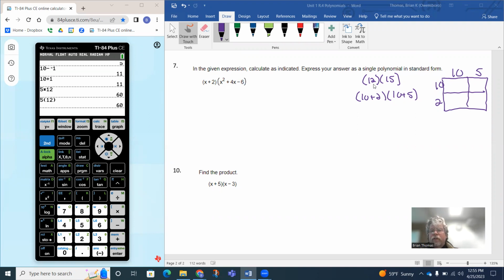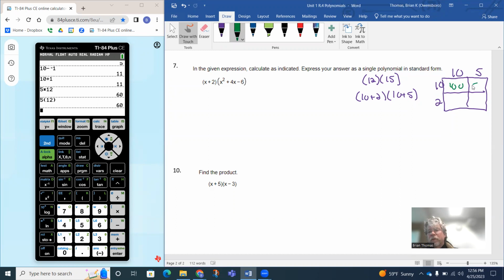Now, similarly, I could have this 12 times this 15. I could change 12 to a 10 plus 2, and I could change a 15 to a 10 plus 5. And what I could do is organize it where the 10 and the 2 is one edge, and the 10 and the 5 is the other edge. And what this boils down to is the distributive property twice. What I can do is multiply 10 times 10. 10 times 10 is going to give me this 100.